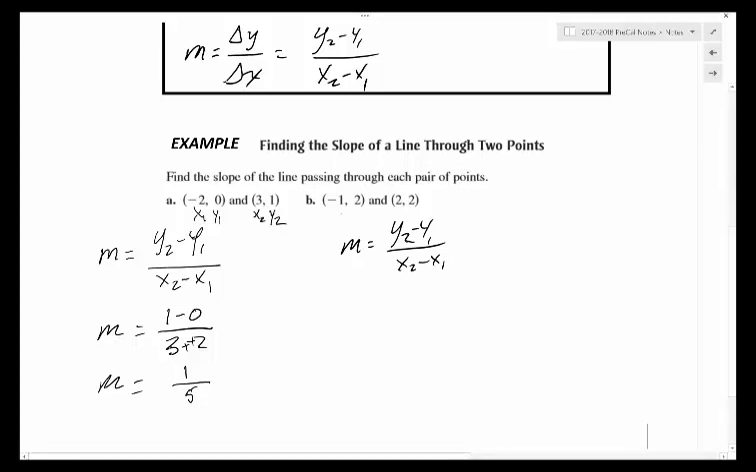So my x1, y1 are negative 1 and 2 respectively, and 2 and 2 are x2 and y2 respectively. So I have that m equals 2 minus 2 over 2 minus negative 1. So I have m equals 0 over, slash and dash, 3. 0 divided by anything is 0.